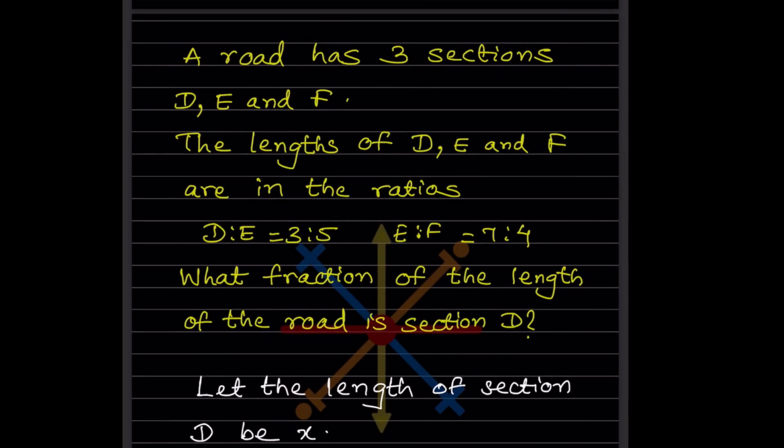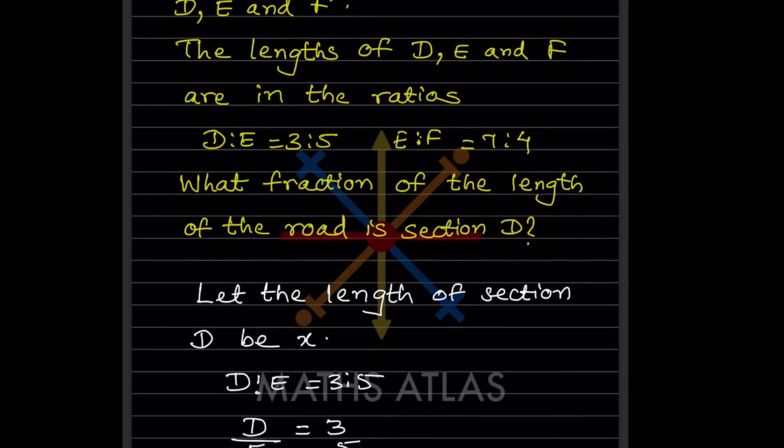A road has 3 sections, D, E, and F. The lengths of D, E, and F are in the ratios D is to E is equal to 3 is to 5, E is to F is equal to 7 is to 4. What fraction of the length of the road is section D? So we don't know the length of the section D. So let the length of section D be x.